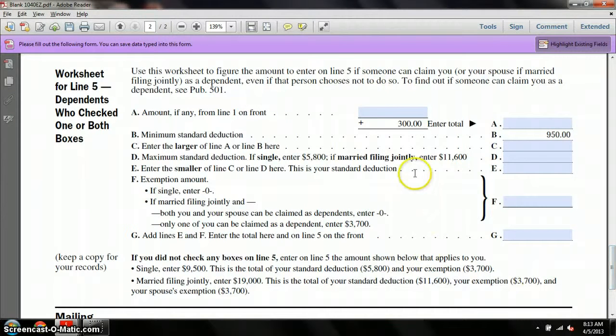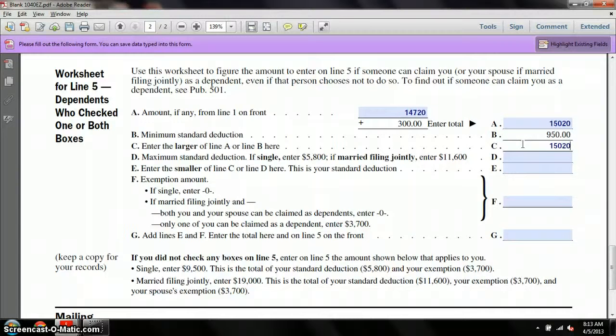So first we start off with the amount, if any, from line 1 on the front. Remember that was $14,720 plus $300, which would give us $15,020. Minimum standard deduction, $950. So it says enter in line C here the larger of line A or line B. So $15,020 is larger than $950, so we put $15,020 there.